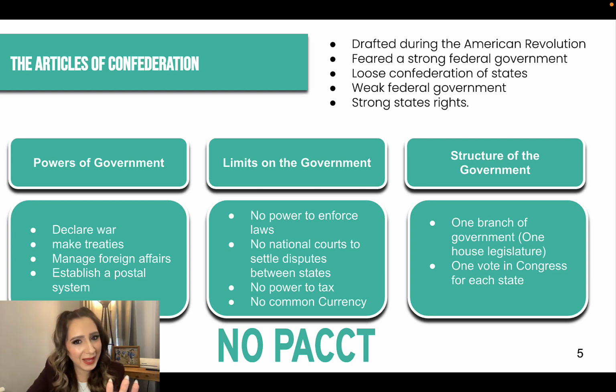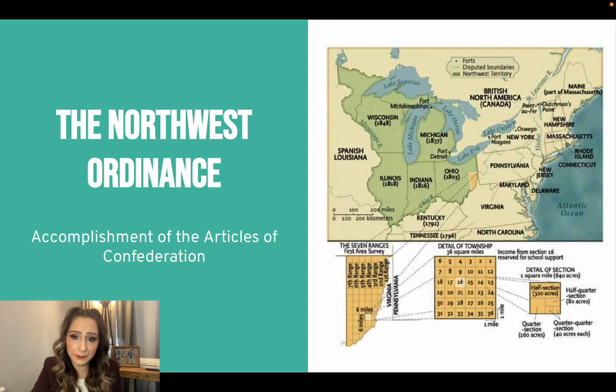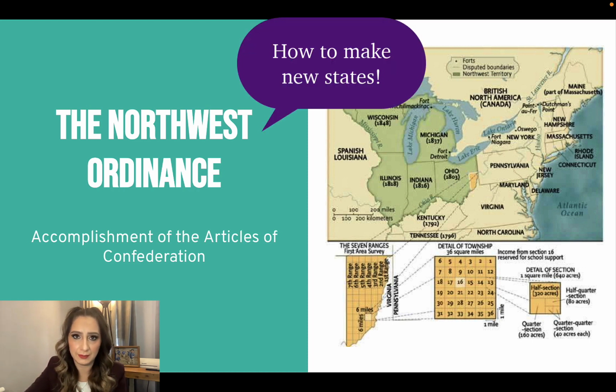Now, it's not all bad, okay? There's the good, there's the bad, and we're going to talk about the ugly. But what is the good? The good is the Northwest Ordinance. And I want you, if there's anything you remember when it comes to the Northwest Ordinance, look at that term. Memorize it in your head. If there's anything you remember, think about this: how to make new states. That's it. You look at that Northwest Ordinance, how to make new states.